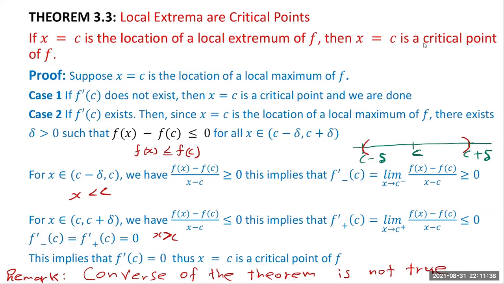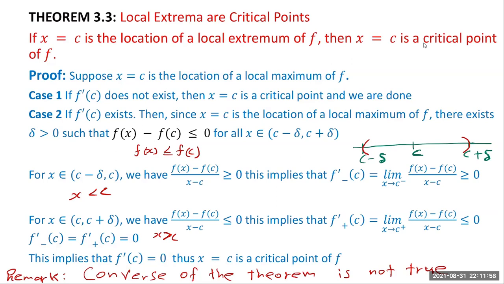All right. So now this implies that f prime of c is equal to 0, because your left derivative and right derivative both are equal to 0. That means your derivative also should be equal to 0. Okay. That means by definition, x is equal to c is a critical point of f. That completes the proof.